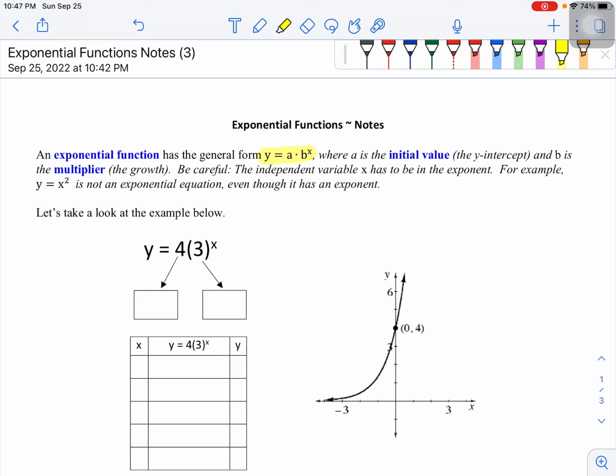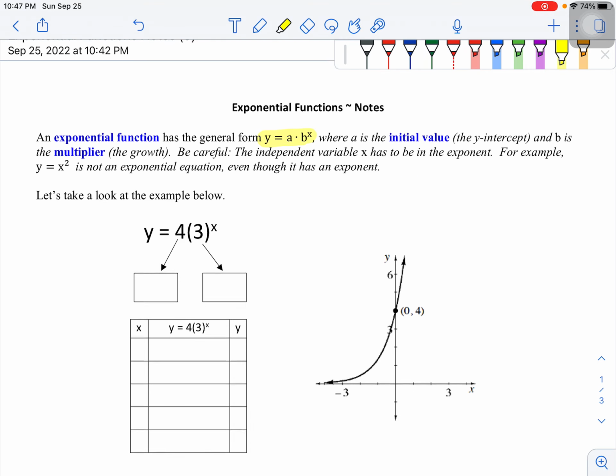But be careful that the variable x has to be the exponent. It could not be the base of the number. So like if you're looking at y equals x squared, that is not an exponential function. All exponential functions have x as the exponent.